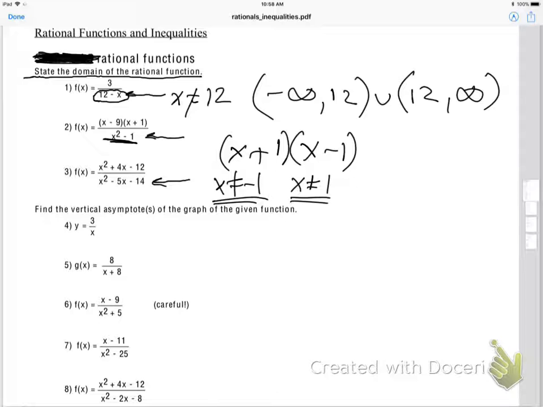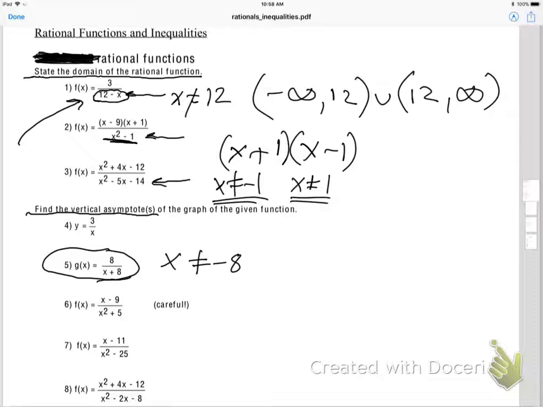But what we're actually trying to get at with state the domain of rational functions is, it's going to mean something when you actually have to graph it, and it's the vertical asymptote. If I look at, say, question 5, which is very similar to question 1 here, can you see that x cannot be negative 8? Because if I look at the denominator, negative 8 will make it 0.